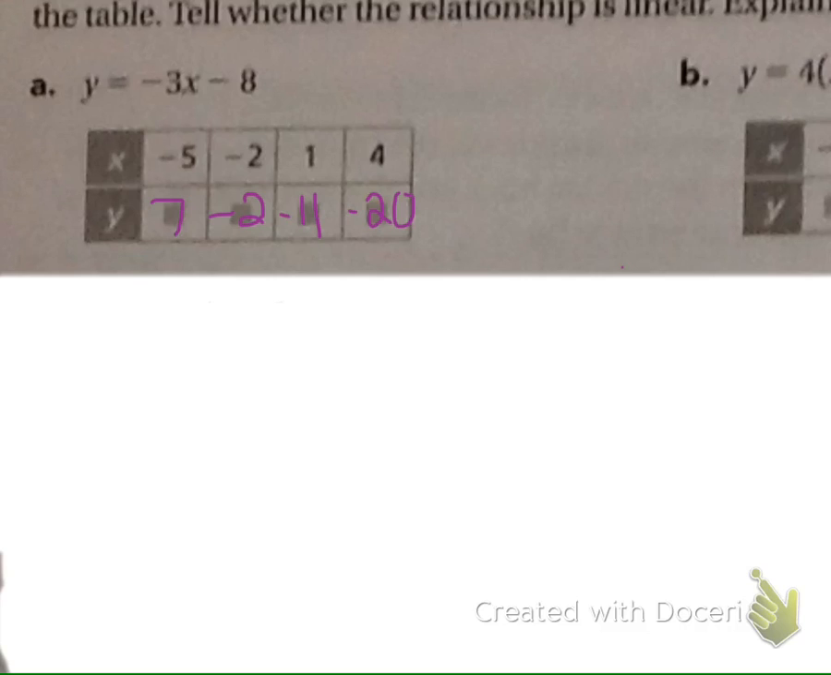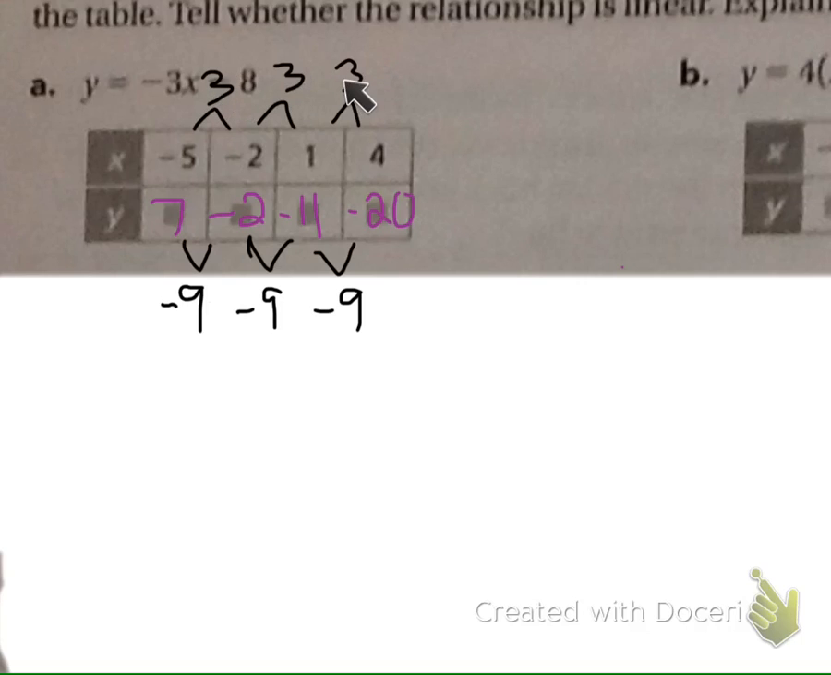From -5 to -2 is going up 3. -2 to 1 is up 3, up 3. 7 to -2 is going down 9. -2 to -11 is going down 9 and down 9. So already I can tell that since all of the x values change by the same amount and the y values change by the same amount, when I divide them, I'm going to get the same thing. -9 divided by 3 equals -3, which gives me a constant rate.